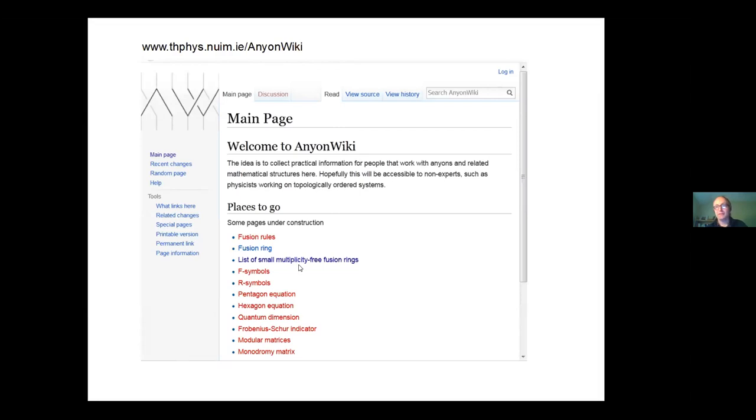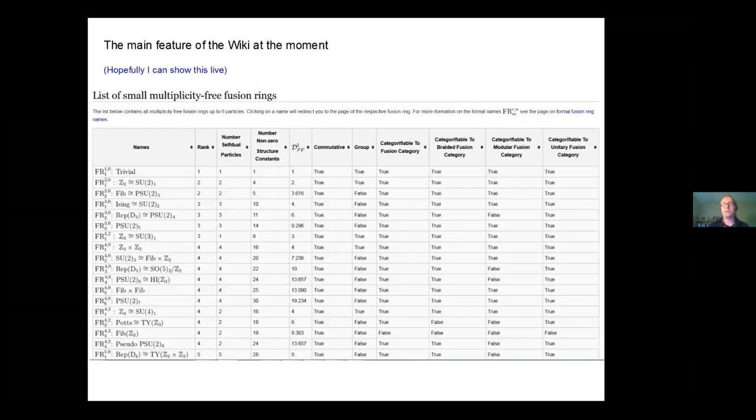Basically there we have a list of all multiplicity free fusion rings up to rank 6. Multiplicity free meaning that the maximum multiplicity is 1, of course, and with a bunch of data. So here's a sample, but I can actually show the wiki live, and that could be interesting to have a brief view of that.